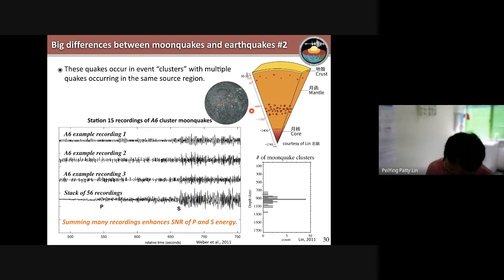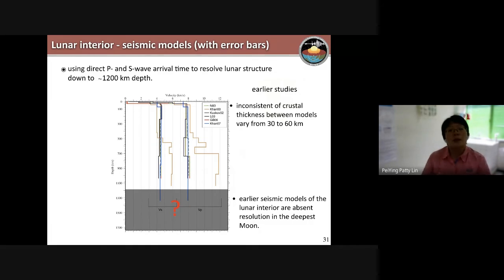For the moonquake clusters, we show the 38 cluster locations on the map view, and also the histogram of the depth of the moonquakes here. And as I showed you before, in the earlier studies of the lunar interior, there are two things that are very inconsistent. First is the crustal thickness, which varies from 30 to 60 kilometers. And as I showed you before, the ray paths look totally different. In addition, earlier seismic models usually don't have the resolution in the deepest Moon.